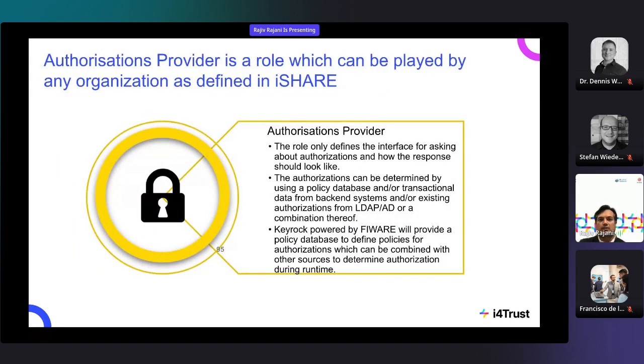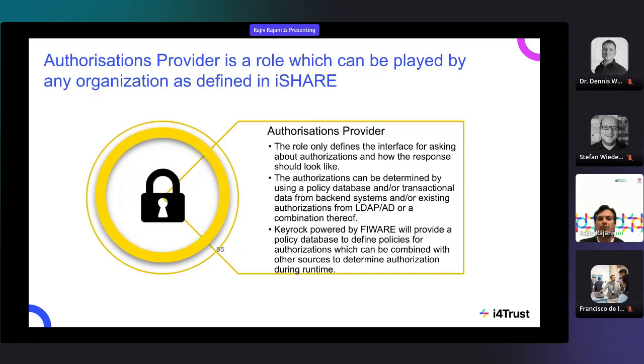Similarly, for authorizations provider, Keyrock as an open source component is made available as a technical component, which you can use to become an authorizations provider or authorization registry provider. However, as an organization, there are certain additional requirements apart from technical requirements that you need to fulfill. And these are assessed during the admission process.